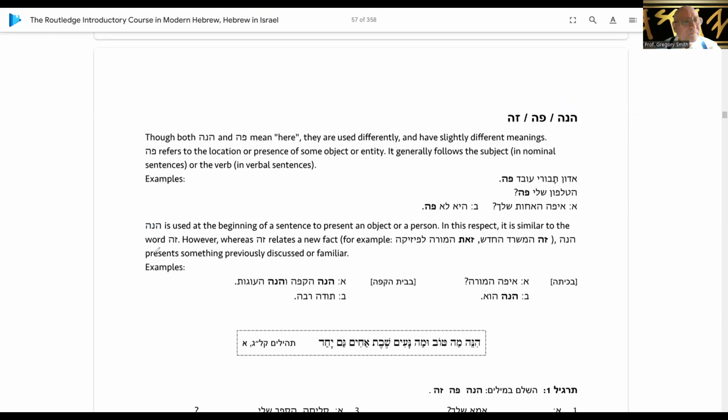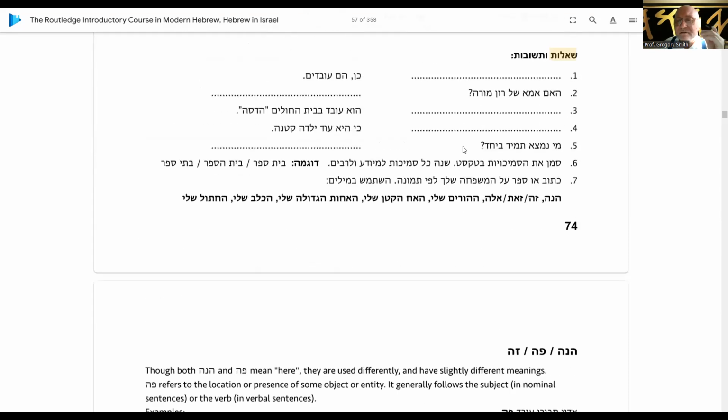Isn't that something? So hine is used at the beginning of a sentence to present an object or a person, whereas po refers to the location or presence of some object or entity. So look at the slight differentiation here. Hine is used at the beginning of a sentence. So then that gives me a new insight into this right here. Hine, that's not Hannah, it's Hine.